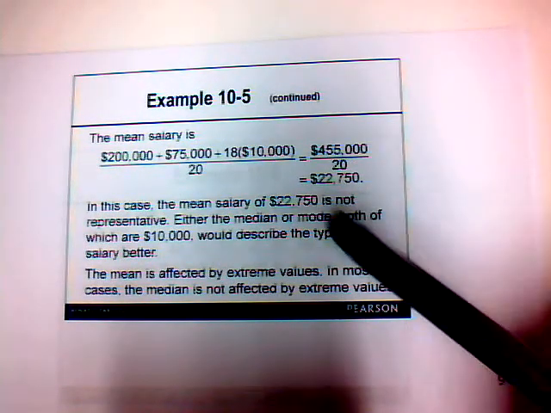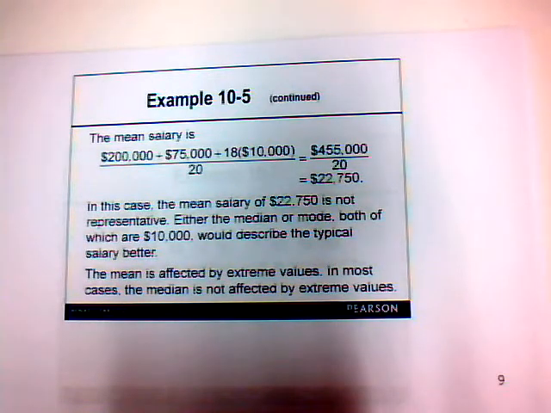That will give you a mean of $22,750. Now, in this case here, the mean of $22,750 is not representative. So you have to use either the median or the mode, both of which are $10,000, would describe that typical salary a little bit better.